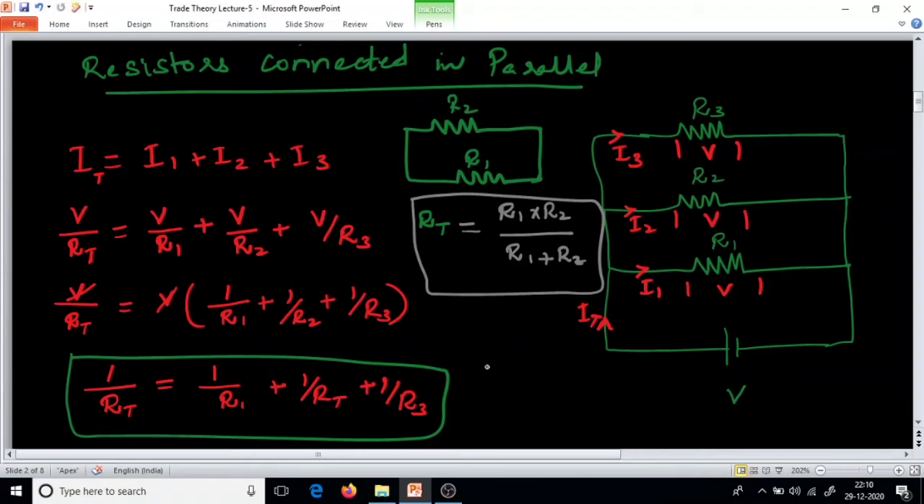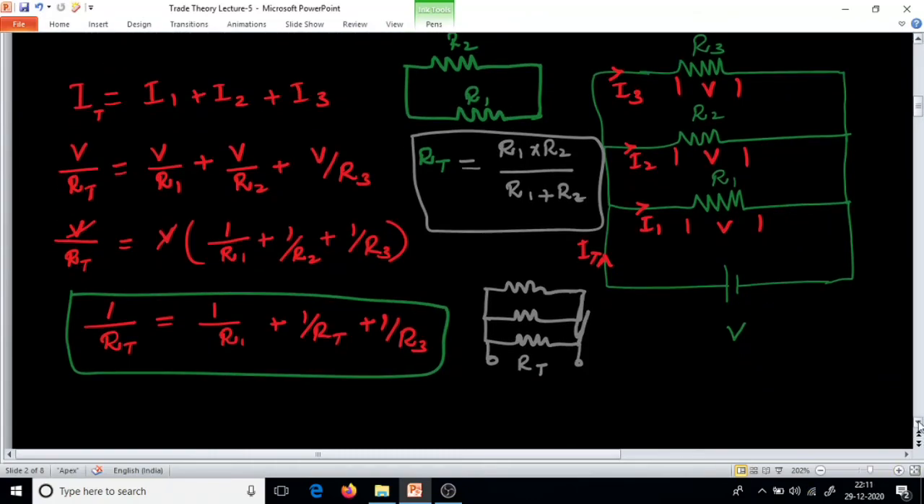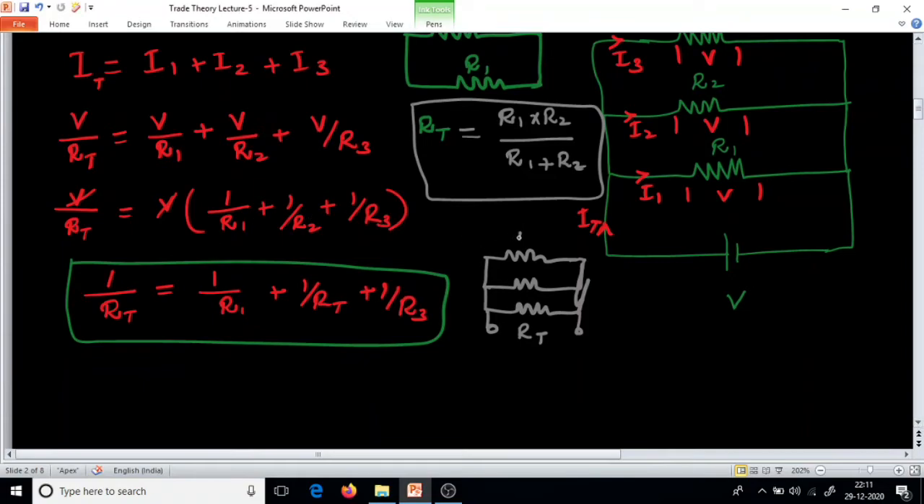Now what if we have a number of parallel resistors with the same value? What is the equation? Take two or three resistors, all connected in parallel. If a number of resistors of the same value R are connected in parallel, what is the equivalent resistance? RT equals R divided by the number of resistors N. So this is also an important formula.